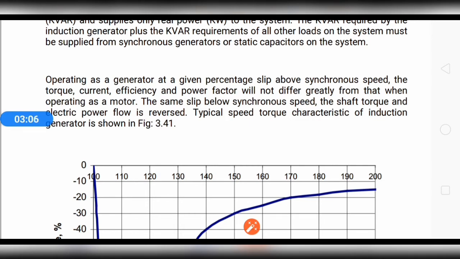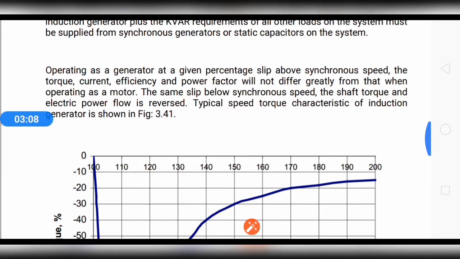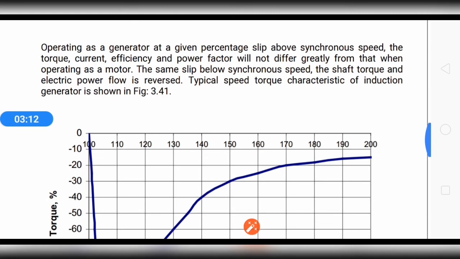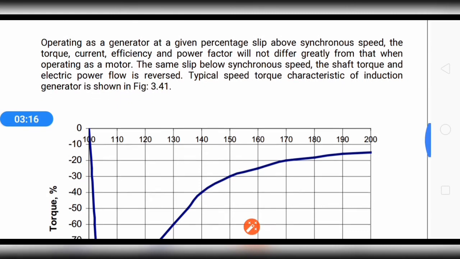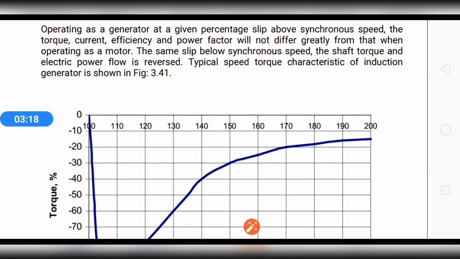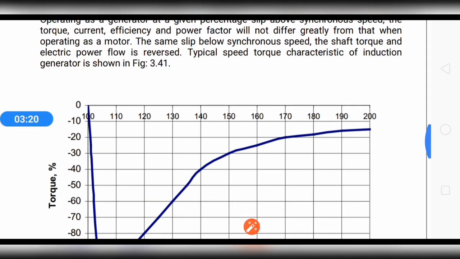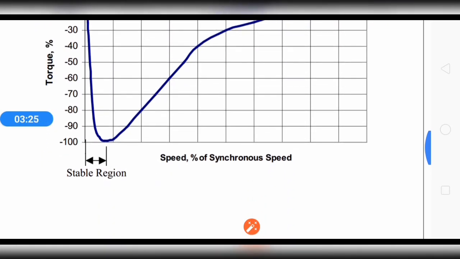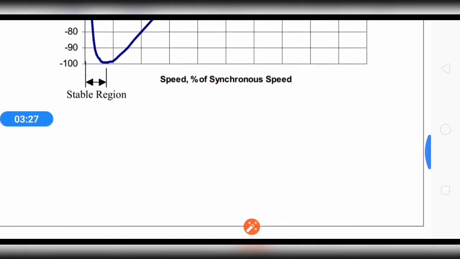and the torque, current and efficiency and power factor will not differ greatly from that when it is operating as motor. The torque slip characteristic is same as it is for the induction motor. The only difference is that it gets reversed in the shape. So torque is generated on the negative side, and the rest of the curve is the same as it is in the case of induction motor.